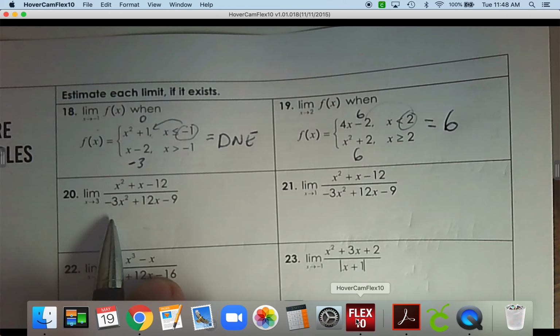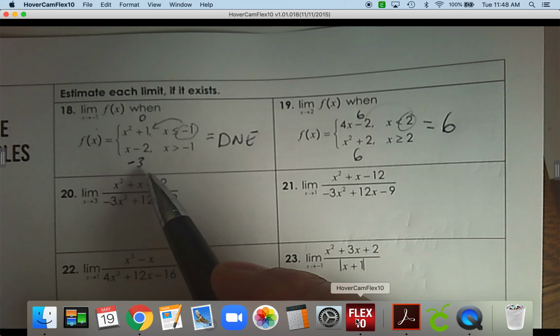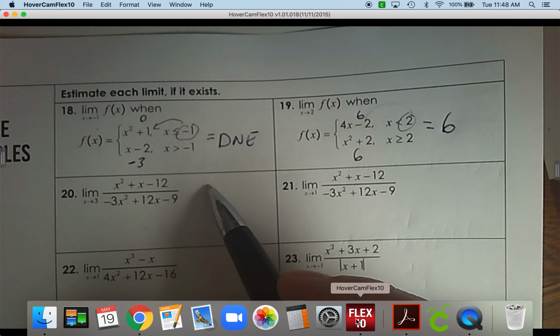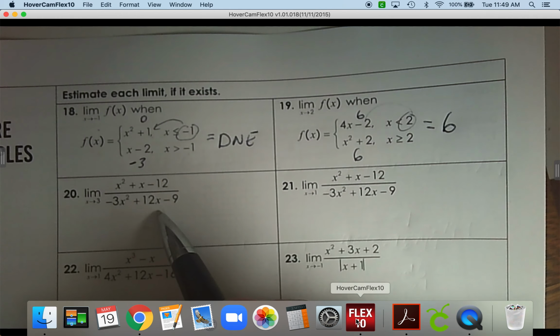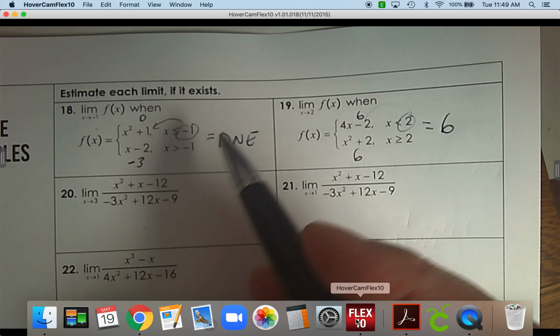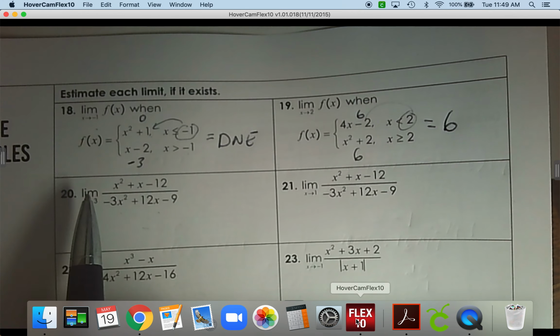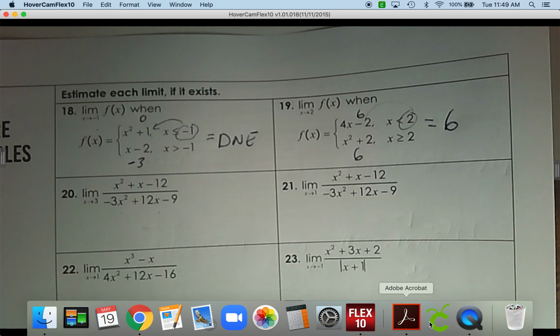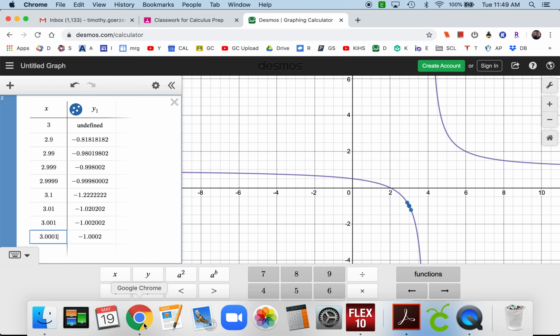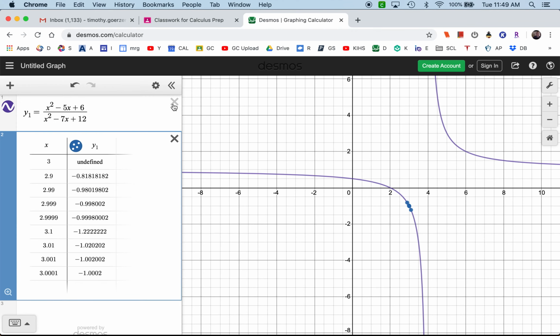Number 20. Can you plug 3 into the top? That's 9 plus 3 is 12. Take away 12 is 0. And if I plug 3 into the bottom, the answer is also 0. So I need to do a table here to try to figure out what the answer might be. So back here to Desmos, and we're going to do a table.